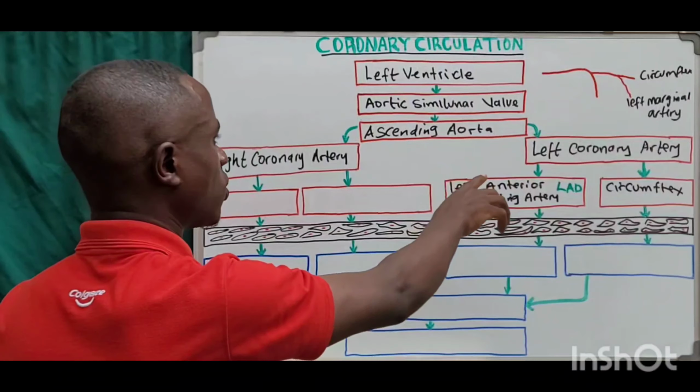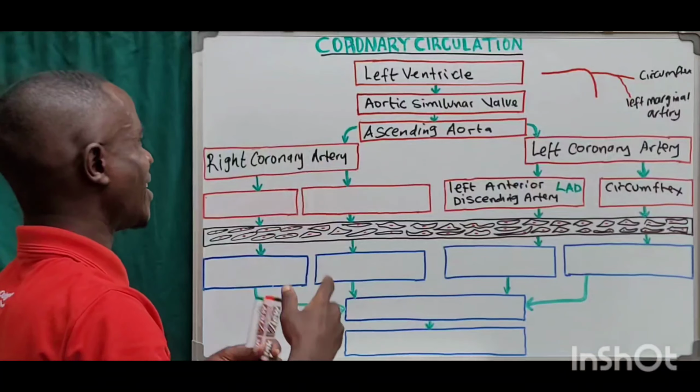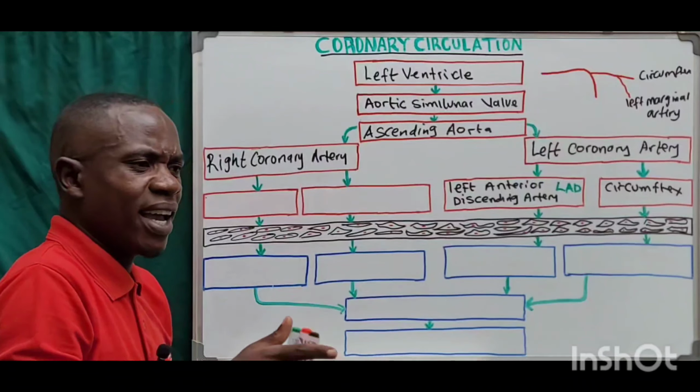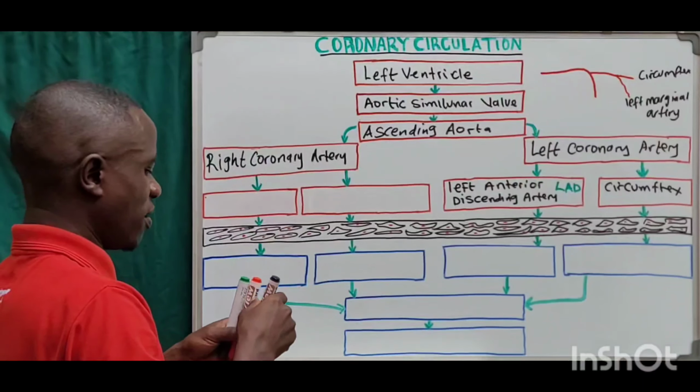So now I'm putting off the left coronary artery. Let's look at the right coronary artery and see exactly as it moves on the atrioventricular groove. It gives off two main branches. What are the two branches?